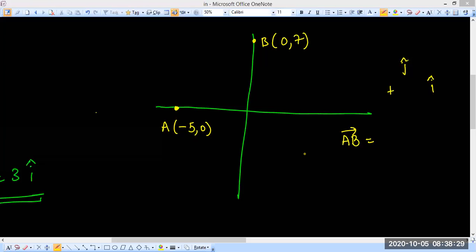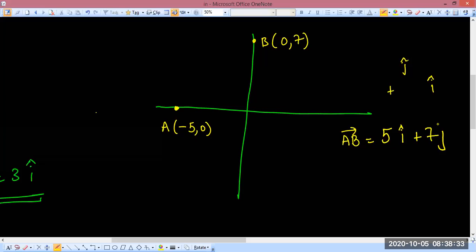The correct answer is 5 i caret plus 7 j caret. Right? The correct answer is 5 i caret plus 7 j caret. You know what? It's an arrow like this, right?